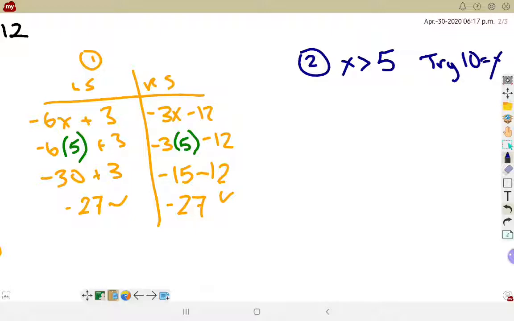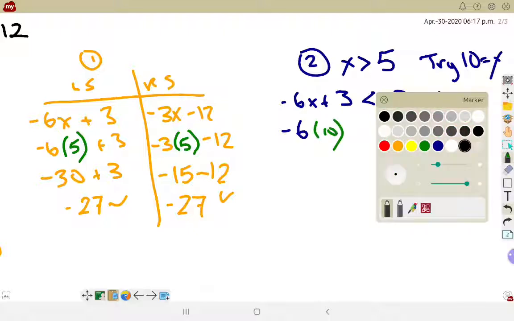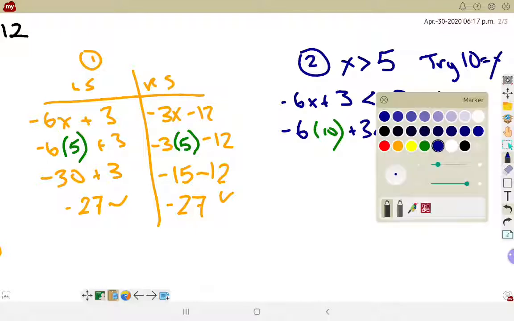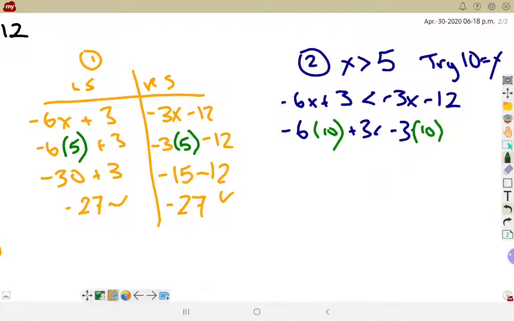Okay, so we had negative 6x plus 3 should be less than negative 3x minus 12. And now we'll put that value of 10 into there. So it should be negative 6 times 10 plus 3. And then on the other side we got negative 3 times 10, and then minus the 12. Alright, so negative 6 times 10 is negative 60, plus 3 should be less than negative 30 minus 12.